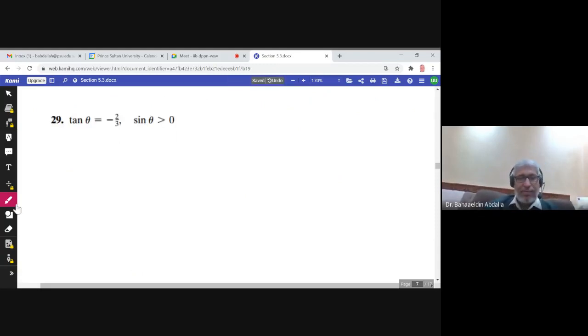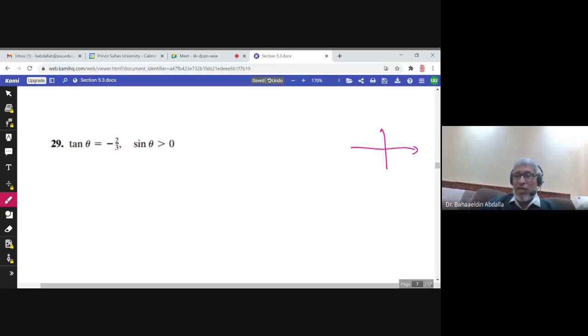Another question. Well, here he did not tell me the quadrant. He told me that tan theta is negative and sine theta is positive. So I have to think, in which quadrant is theta? Sine is positive, so it is here or here. Tan is negative, so it is here or here. So the only quadrant that satisfies both conditions is quadrant 2. In quadrant 2, x should be negative and y should be positive. And please continue like before and find the 6 trigonometric functions of this angle.